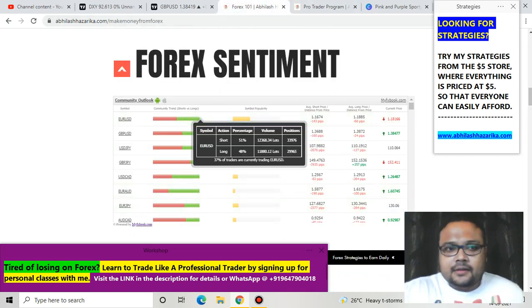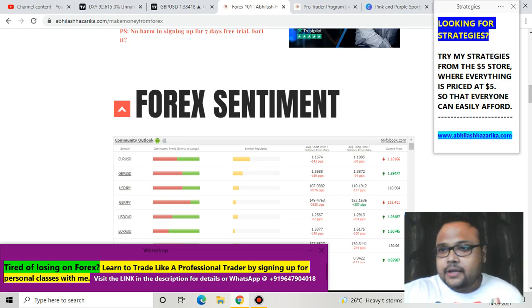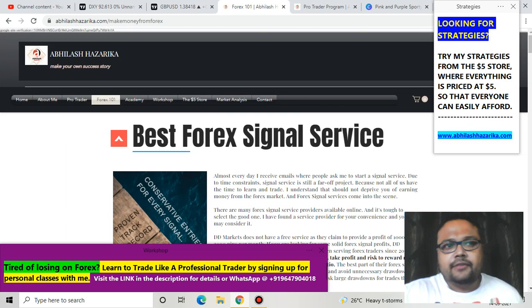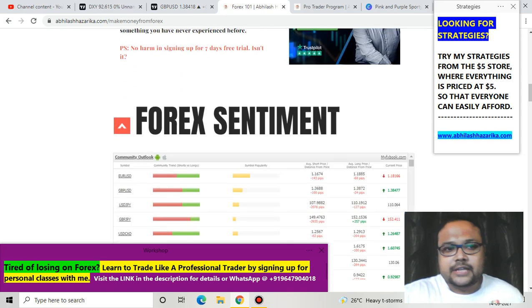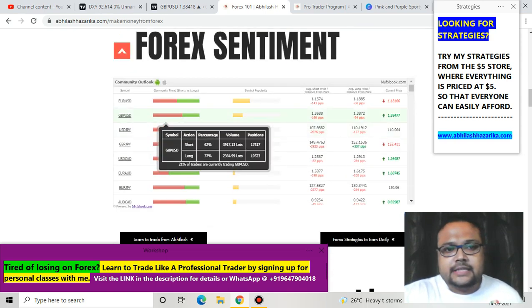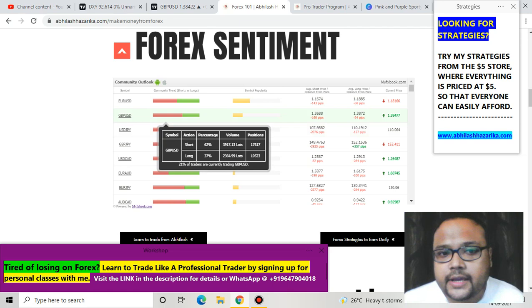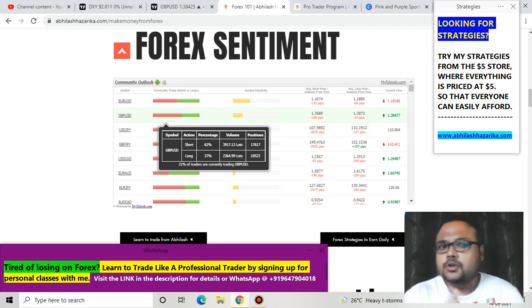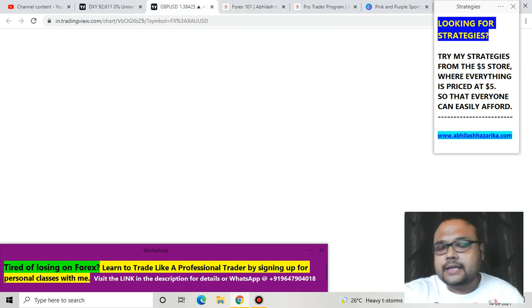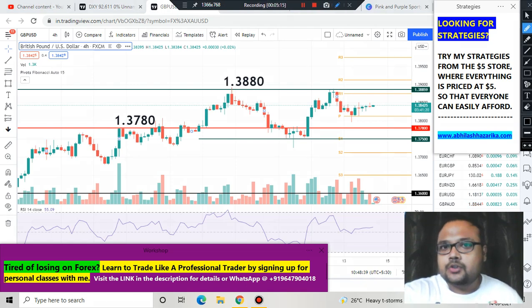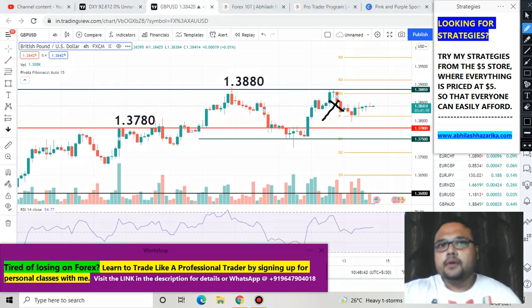And if you go to the Forex sentiment meter, you'll find it on my website avilashhazarika.com under the Forex 101 section. In the Forex sentiment meter, you can see that 62% of retail traders have taken short positions and 37% have taken long positions. So 62% of retail traders are thinking the market will go down and 37% are thinking the market will go up. So my dear friends, as you have clearly seen, there is indecision in the market, so do not do anything right now. Do not follow the crowd. Trade wisely, trade with proper analysis only.